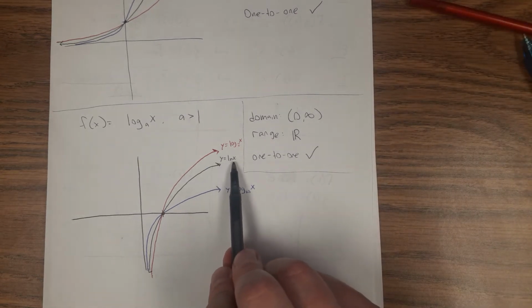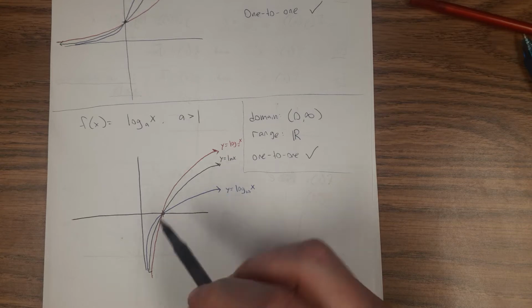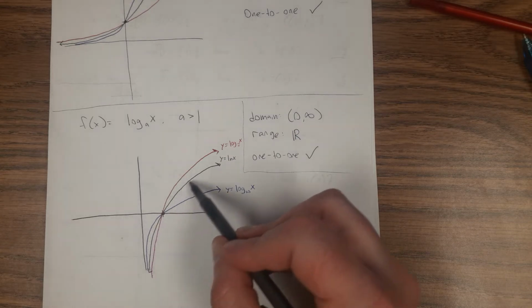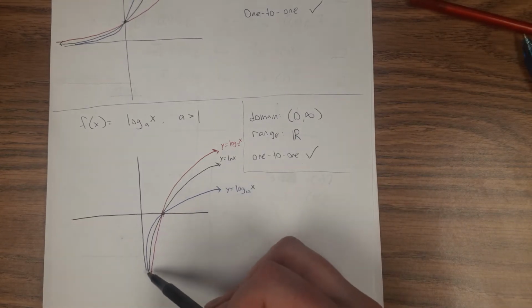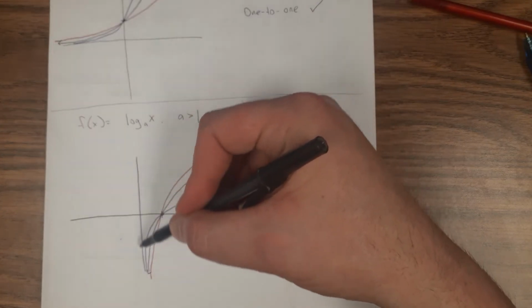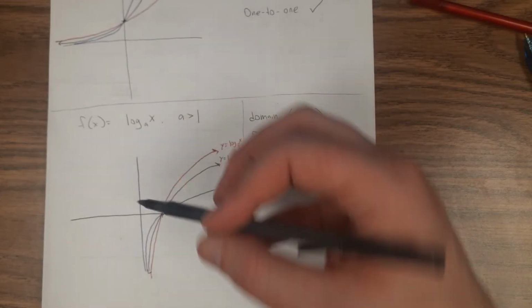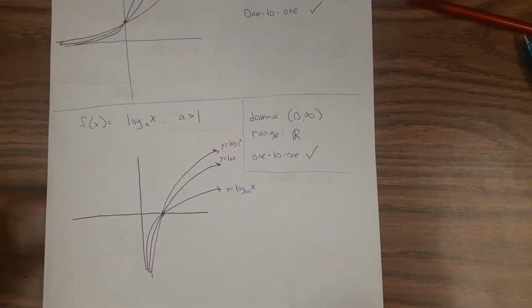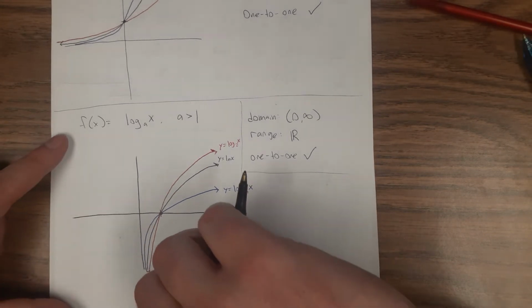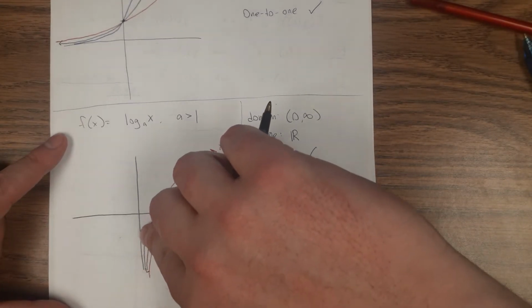So like I was saying, natural log is just log base e, so I drew that here. These graphs have a vertical asymptote at x equals 0. So they all have roughly the same shape. They come upwards from the vertical asymptote.